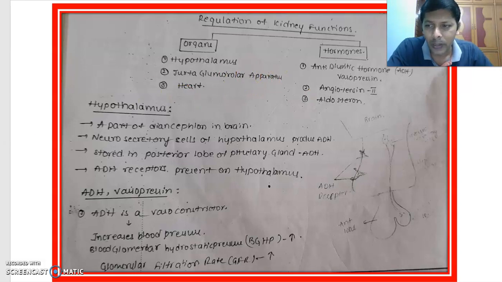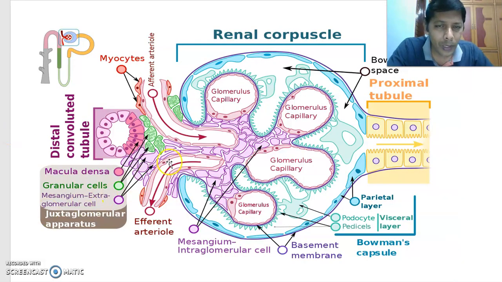Let us start with the juxtaglomerular apparatus, a brief introduction. You are already familiar with it from earlier. It consists of two parts: JG cells, which are present in the wall of the efferent arteriole and are modified smooth muscle cells, and the macula densa, which are modified simple cuboidal epithelial cells of the distal convoluted tubule.